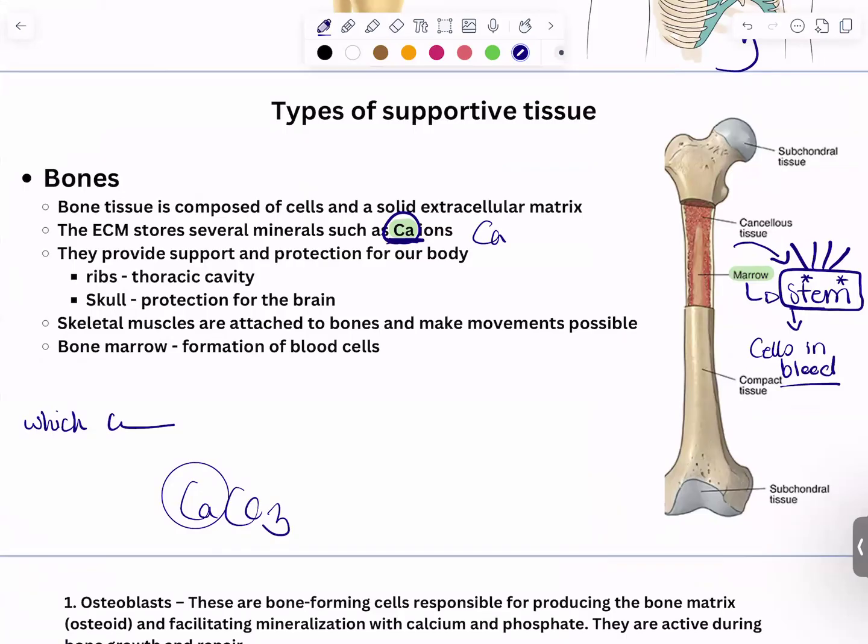And another function is about protection. For example, in the thoracic cavity, we have the ribs. For the brain, we have the skull. And also they help with movement. That's one of the main functions of the bones. And also about the bone marrow, I mentioned the formation of blood cells, all types of blood cells, not only white blood cells or red blood cells.